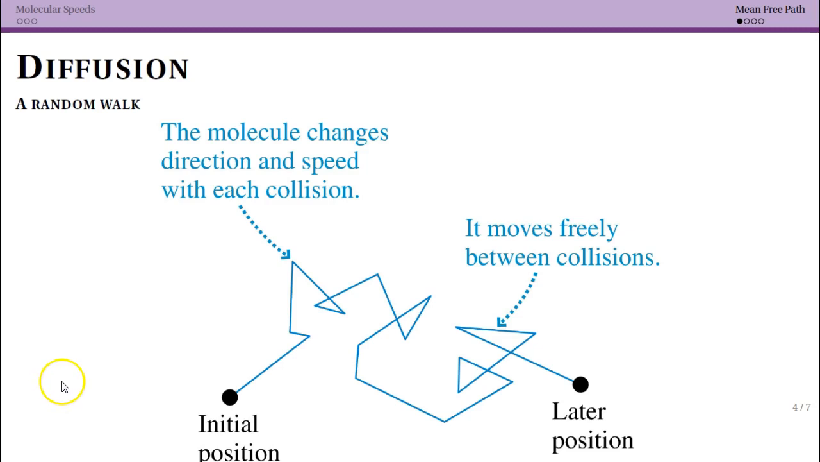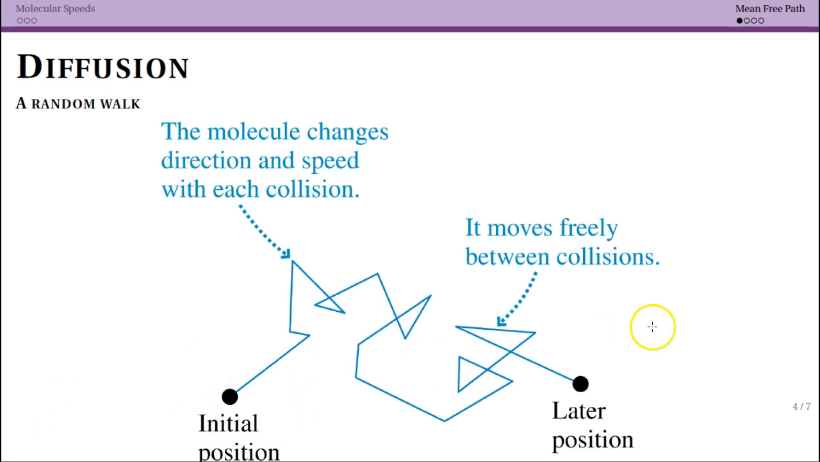We said that the average speed of molecules in a gas at room temperature is actually a few hundred meters per second. But we know that gas doesn't just zoom from one side of the room to the other. So what we're going to do now is think about what's going on in the detailed path of what those molecules do. We call diffusion the process of a molecule going from one position to a final position through what we call a random walk.